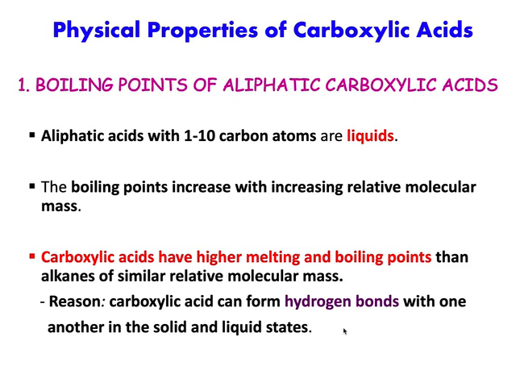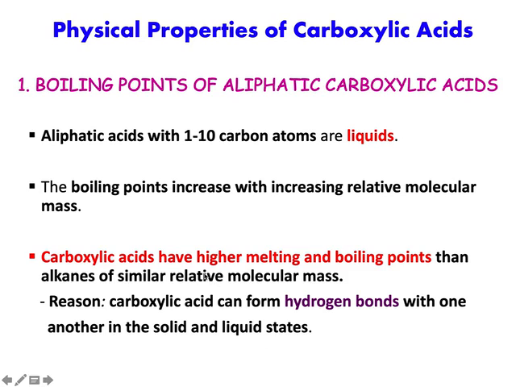First we want to learn the physical properties of carboxylic acid, starting with the boiling point of aliphatic carboxylic acid. For aliphatic acids from 1 until 10 carbons, the state of these acids is liquid, and from this liquid state the boiling point increases with the increasing molecular mass. That means as the molecular weight of the aliphatic acid increases, the boiling point will increase.